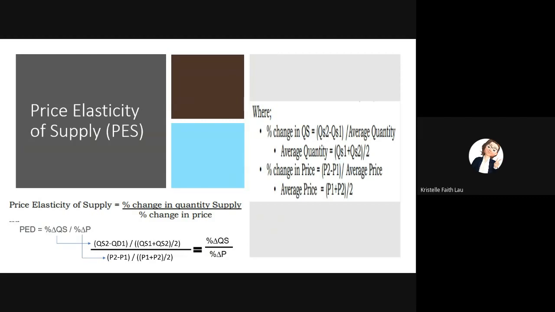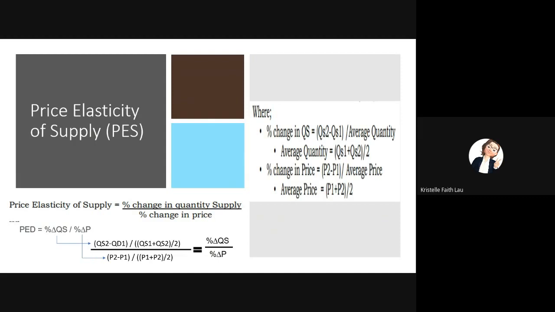Okay, so for the next topic, we will be discussing the price elasticity of supply or the PES. So, class, if we say price elasticity of supply, this is the way used to measure the response of the quantity that producers or even manufacturers can supply every time there are changes in price.